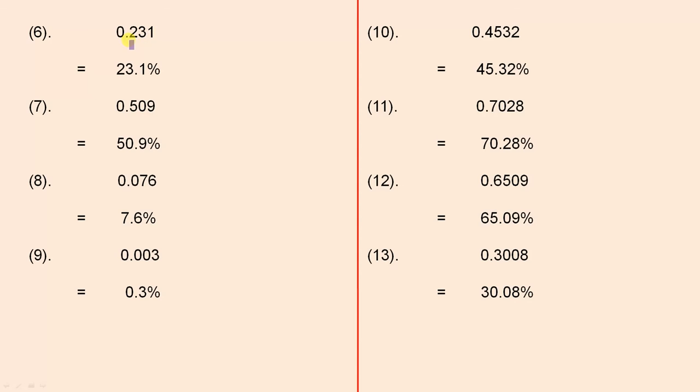0.231, you move it 2 places to the right, 1, 2, and that's 23.1%. You can still have a decimal there, but the answer is as a percent. 0.509, you move the decimal point 2 places to the right and you have 50.9%. Over here, move it 2 places, 1, 2, 7.6%.